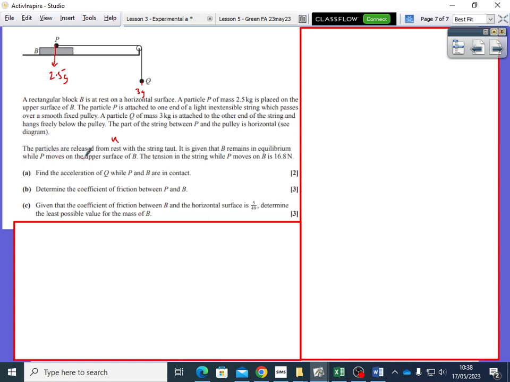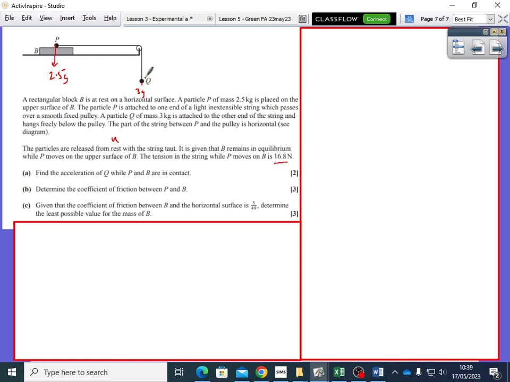while P moves up, moves on the upper surface of B. The tension in the string of P is 16.8. So I'm just going to read that bit again. The particle is released from rest. It is given that B remains in equilibrium, so the block remains in equilibrium. P moves on the upper surface of B, and the tension is 16.8. Okay, find the acceleration of Q while P and B are in contact.